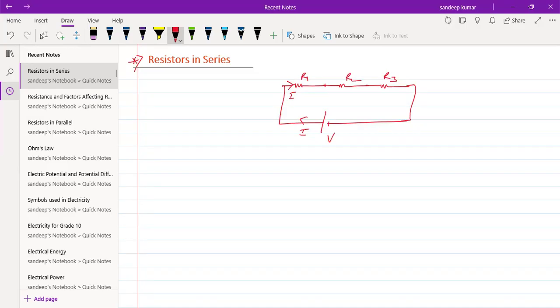What is common in resistors in series? I is same, children. First of all, I is same. The first thing you should remember is that current is same in the series circuit. Next point, what you have to remember?